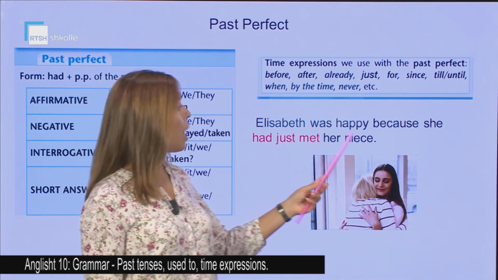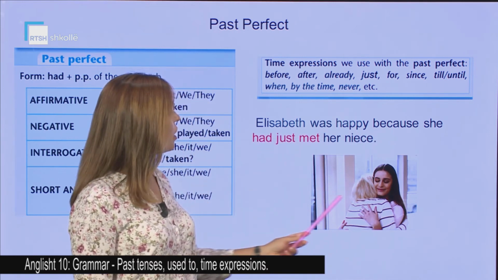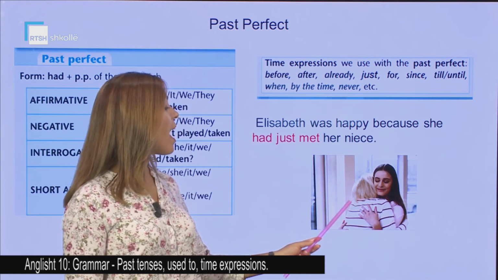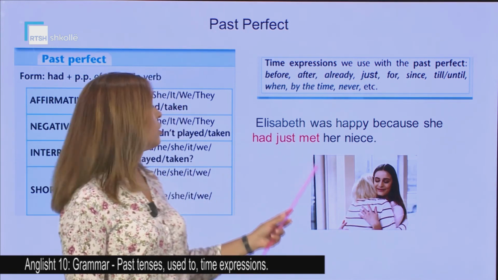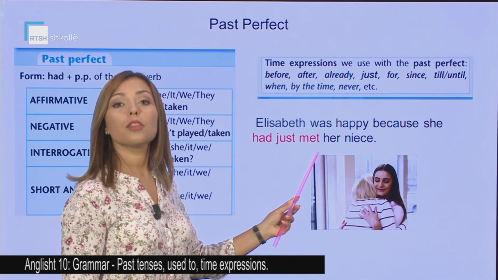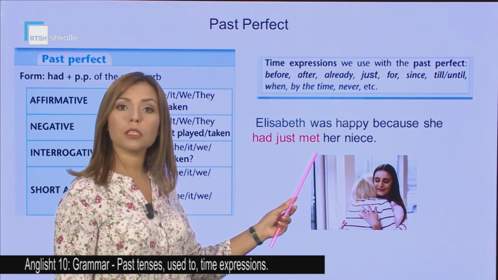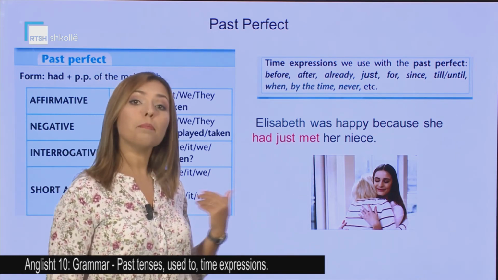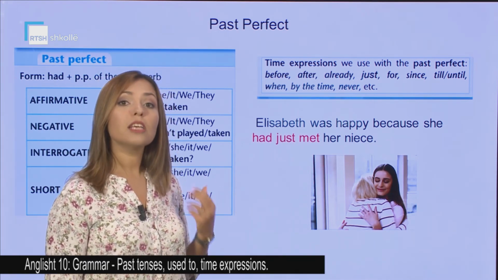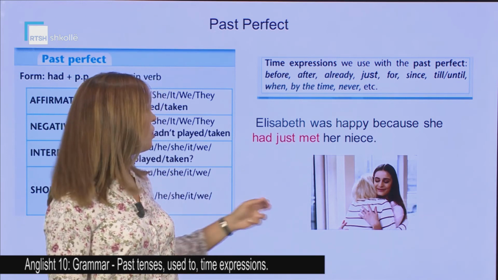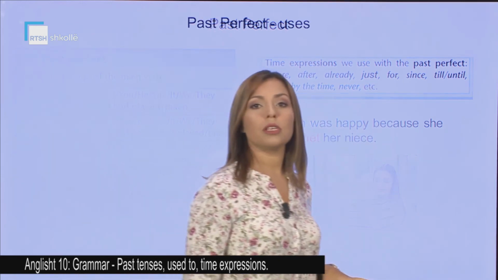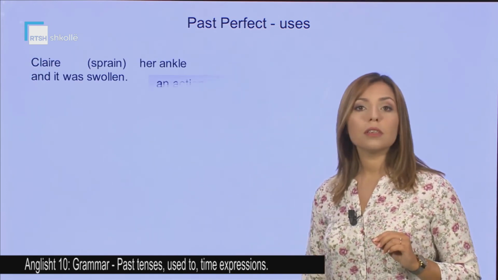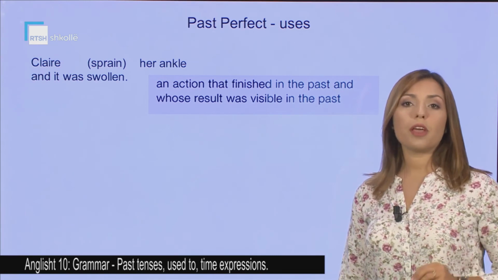Elizabeth was happy because she had just met her niece. She had just met. So had plus the verb meet in the past participle, met. She had just met. That happened in the past. That's why she was happy. Okay. So the uses of the past perfect are two, and they are very, very clear.